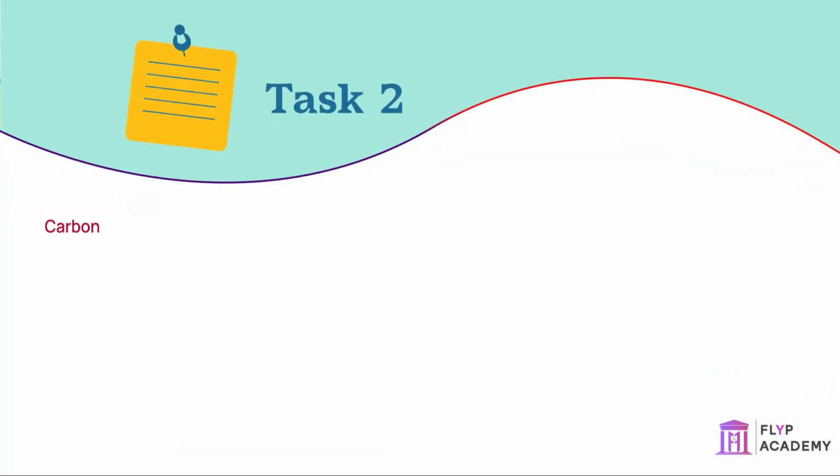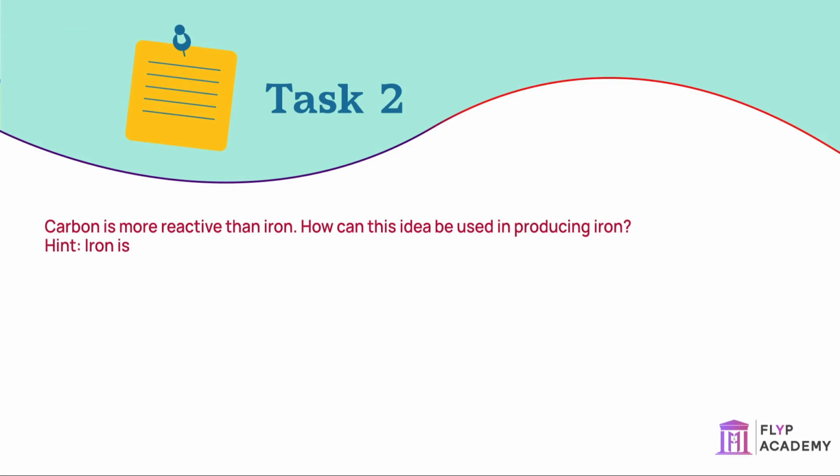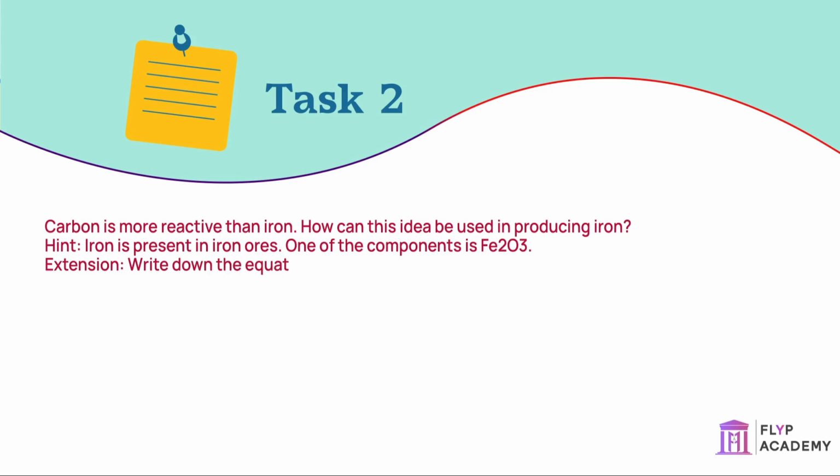Task: carbon is more reactive than iron. How can this idea be used in producing iron? Hint: iron is present in iron ores. One of the components is Fe2O3. Extension: write down the equation.